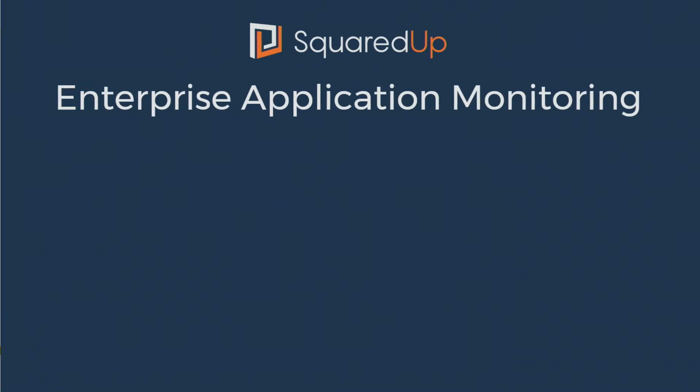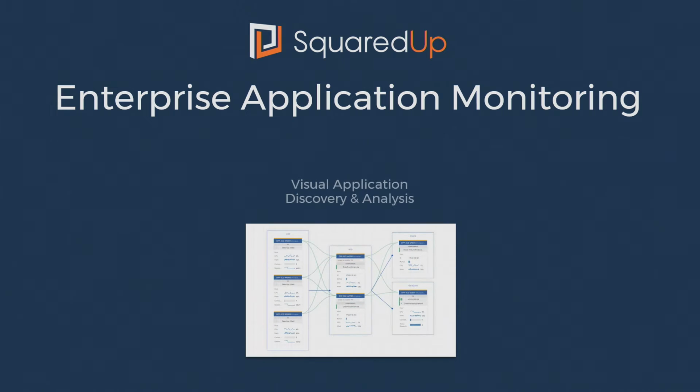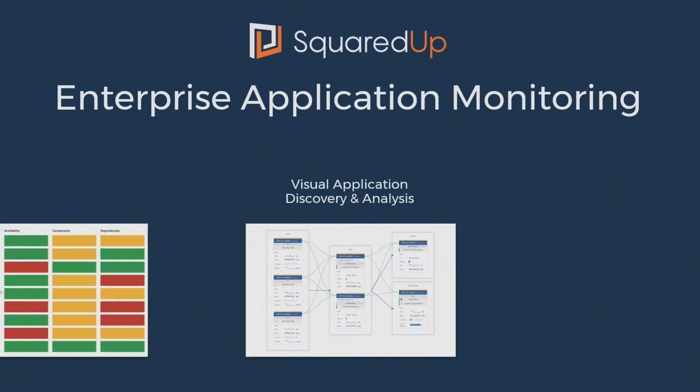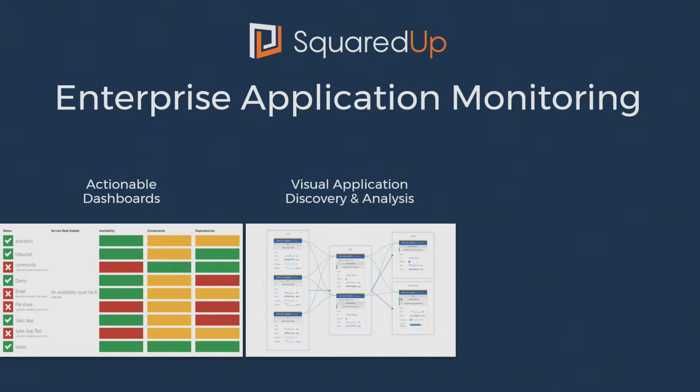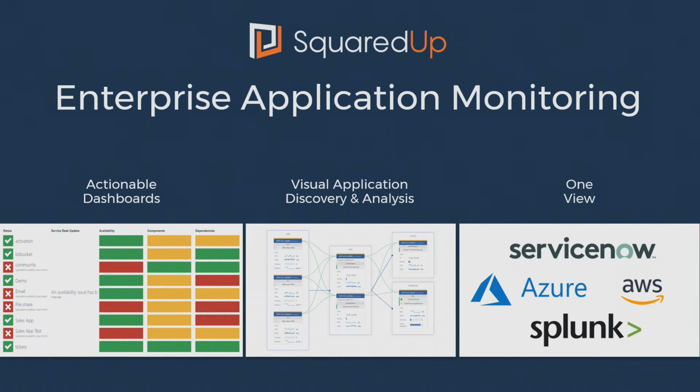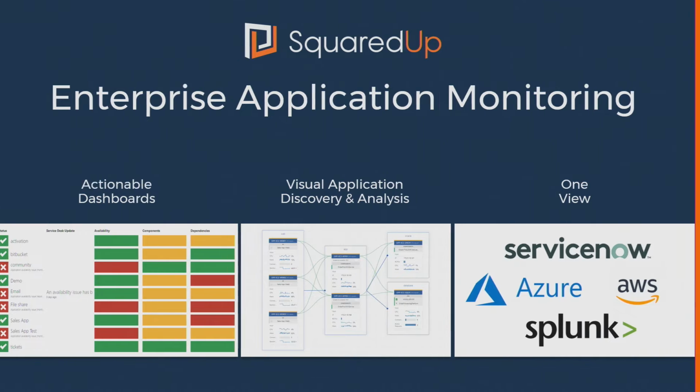The three pillars fundamentally of Squared Up Enterprise Application Monitoring is our visual application discovery and analysis technology, allowing you to map out your applications and understand how your infrastructure relates to your services. Once you've mapped out your applications, you can also then deliver actionable dashboards, end-to-end application dashboards, both for your end users but also for your operations teams. And in addition, using our web API integrations, create one view across all of your IT monitoring data in the context of your applications. So that's what we're delivering with enterprise application monitoring with Squared Up.